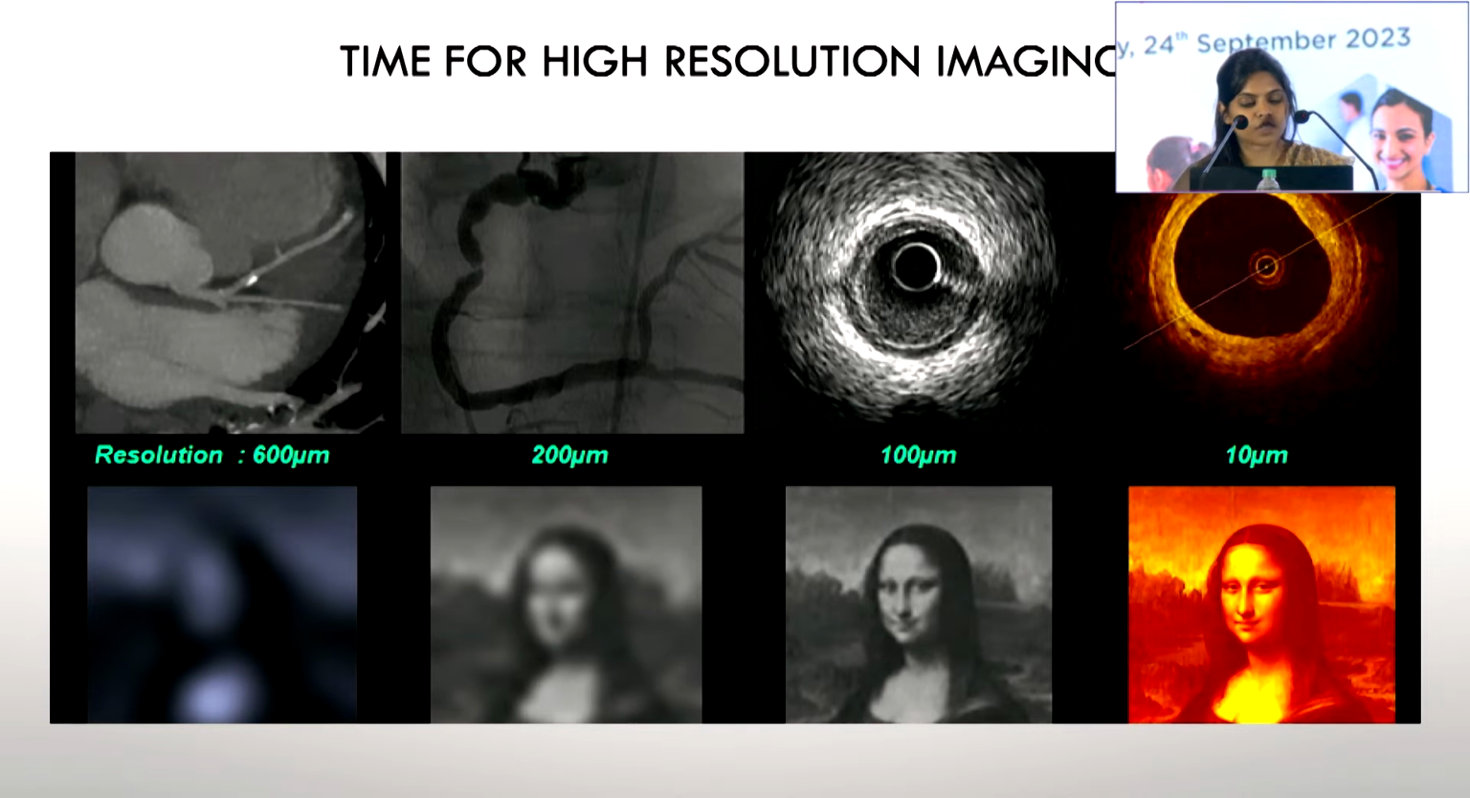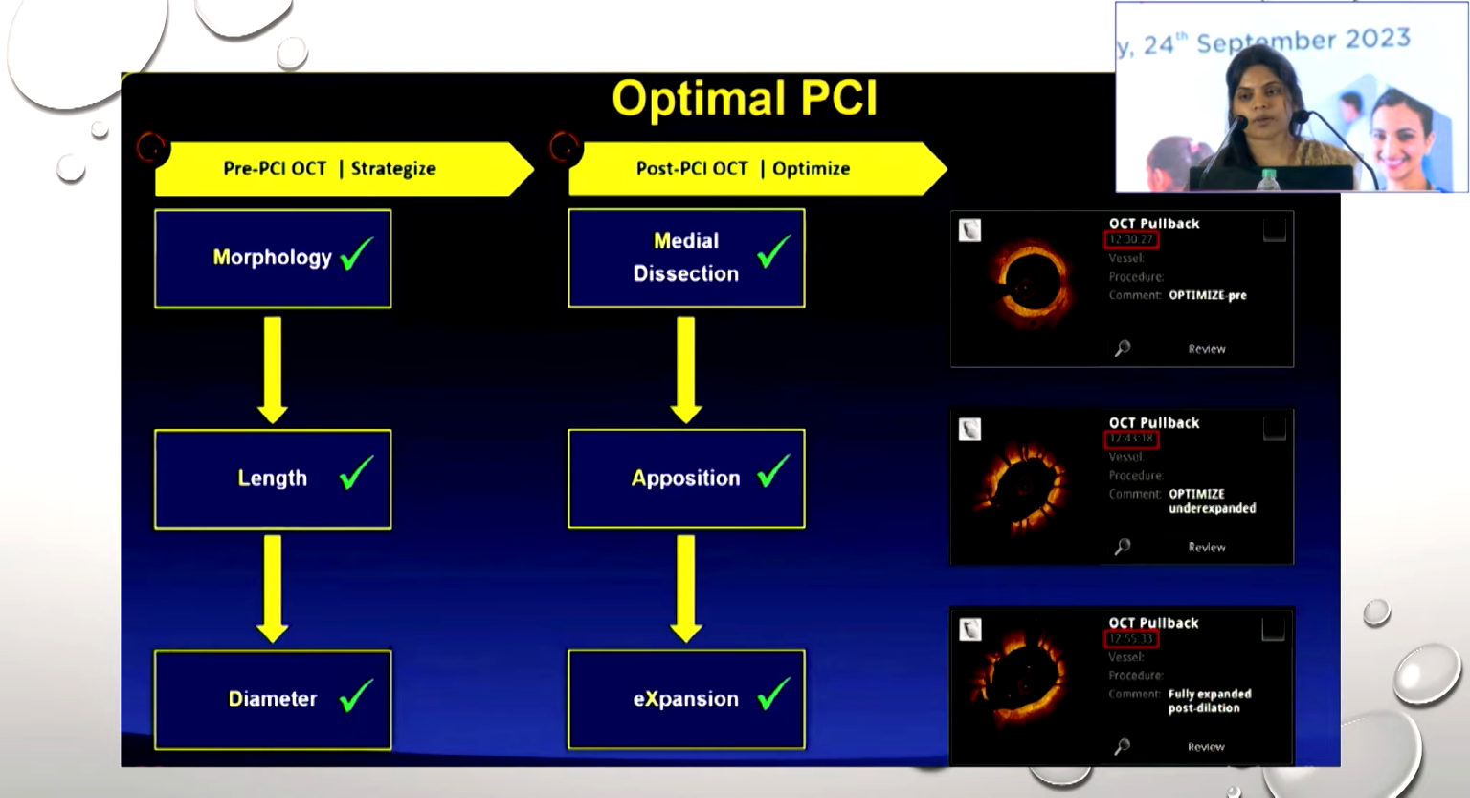So we know that coronary angiography has only 200 microns resolution, and then IVUS is about 100, and OCT has a very high resolution of about 10 microns. So how does OCT help us in day-to-day practice? So first, this is called the MLD MAX.